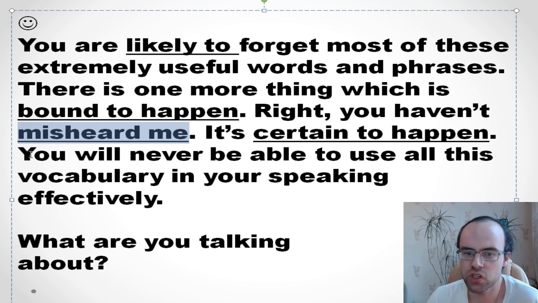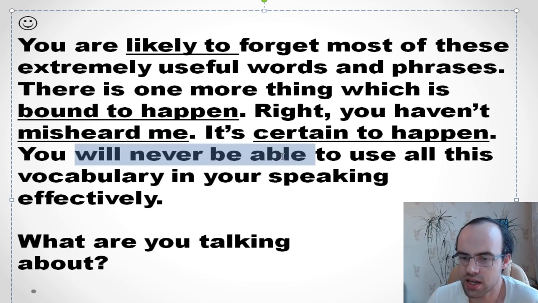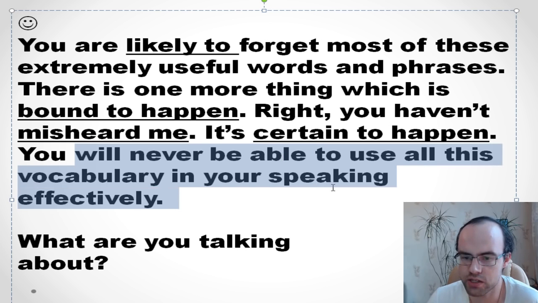A very important thing: you will never be able to use all this vocabulary in your speaking effectively. If you just read something, maybe you'll remember some words, but it will be very, very difficult. It will be a big problem for you if you are serious about learning English effectively and improving your speaking skills.